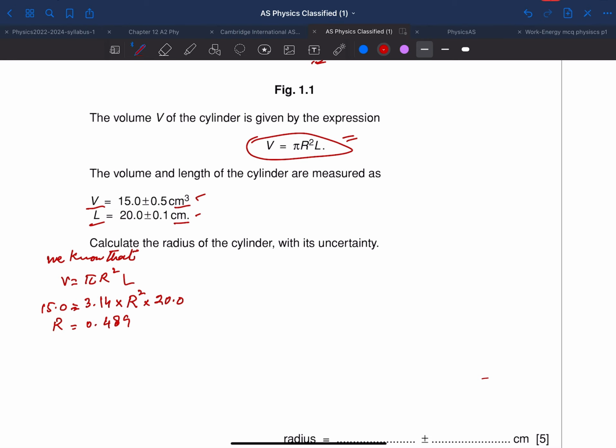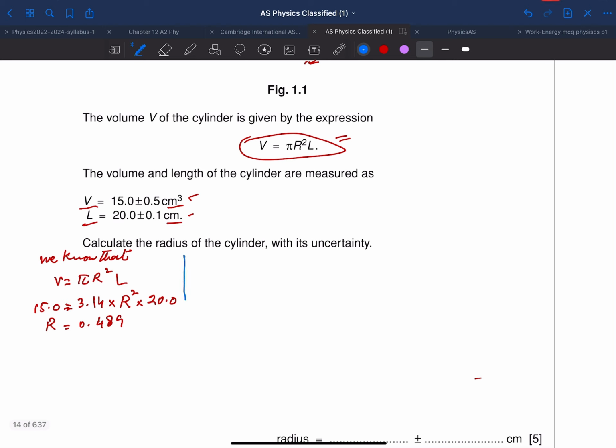Now as far as the formula is concerned, they have given you this formula, and this formula will help you to calculate the absolute uncertainty of R. Now the thing is that whether you have the division, like suppose if you are going to write R square, how you will write R square? This will be V divided by pi into L. So this is what we have.